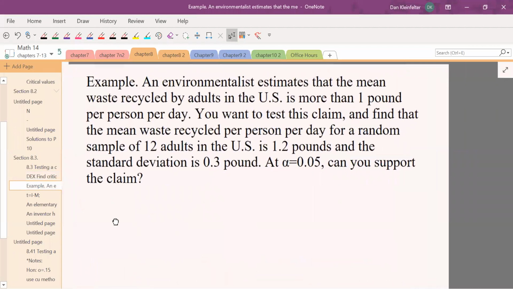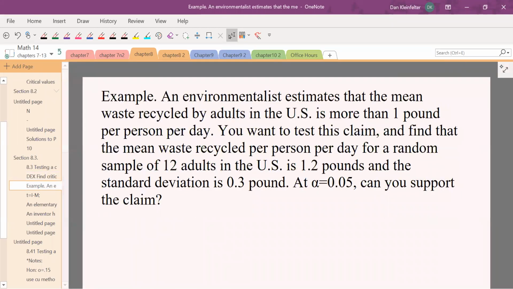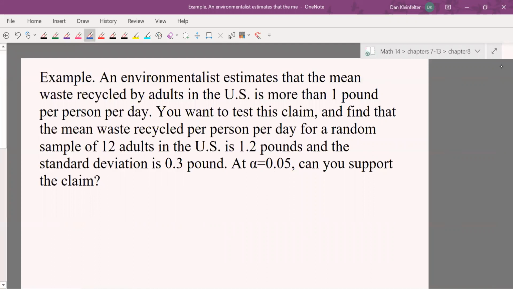Okay, so here it says an environmentalist estimates that the mean waste recycled by adults in the US is more than 1 pound per person per day. So let's start with hypothesis right away. So the mean is more than 1 pound. The alternative is that it isn't more.